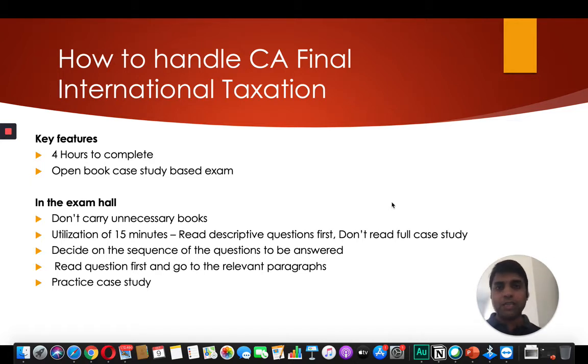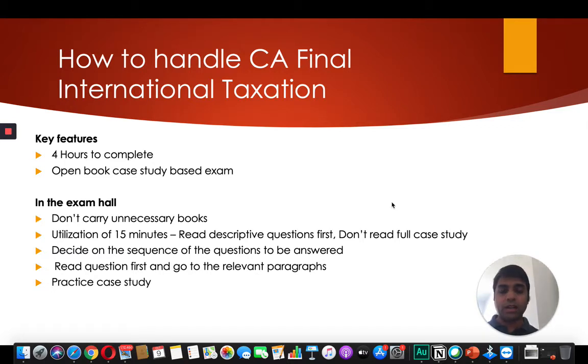So what I would suggest is, have a habit of quickly reading a particular case study, and then read the descriptive question first. There will be descriptive questions where, suppose, you need to talk about the arm's length principle, or the advanced pricing agreement: what is the advanced pricing agreement and how it is important in the Indian scenario. Those questions can be easily answered, as compared to a question where you need to apply your logic and the overall international tax principles.